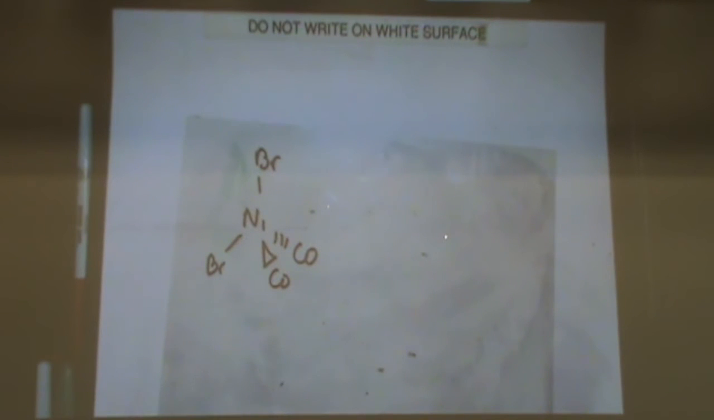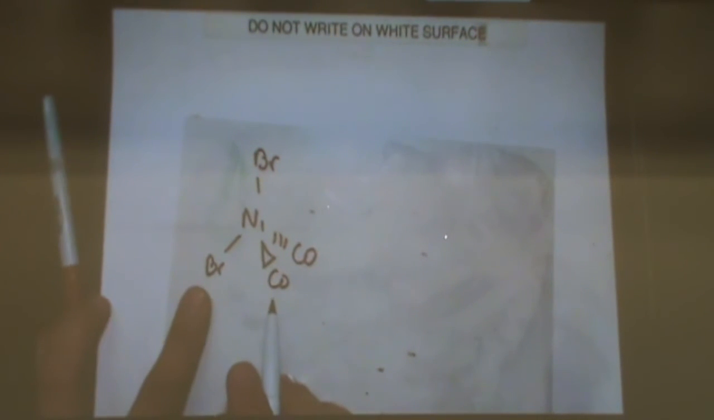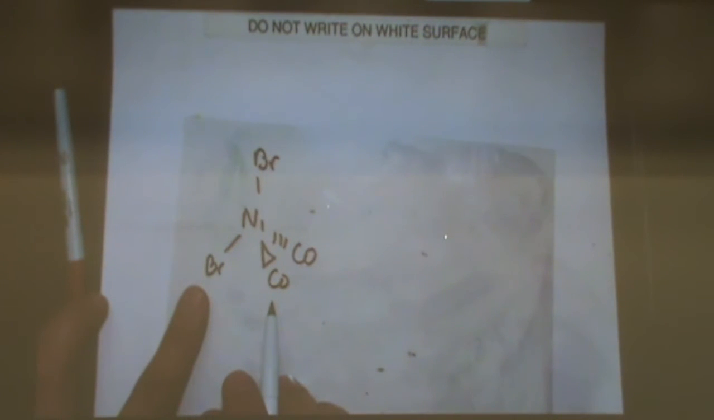So it doesn't matter where I put these ligands when I draw it. Not at all. If I swap these two, what would that mean? Let's say I swap those two right there. Would it change the molecule? No, it'd just be on different atoms. It'd be identical.